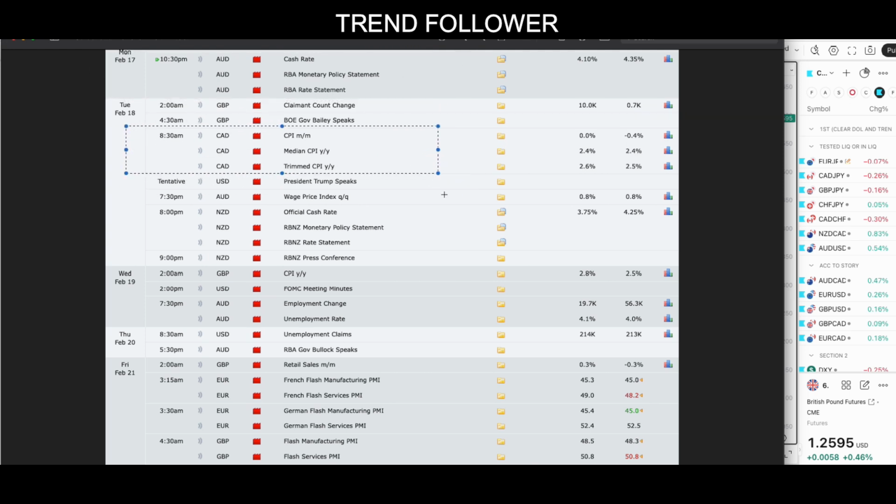Then CAD is very important, CPI month over month. That is very important. Remember, we know CAD showed strength on weekly, and I will go through that again. Then the next important one is NZD cash rate. So in the same week, you have two cash rate statements. That's gonna be fun. The next one is GBP CPI.